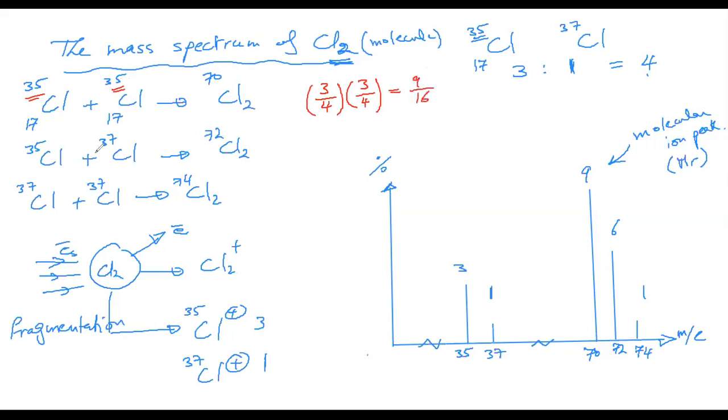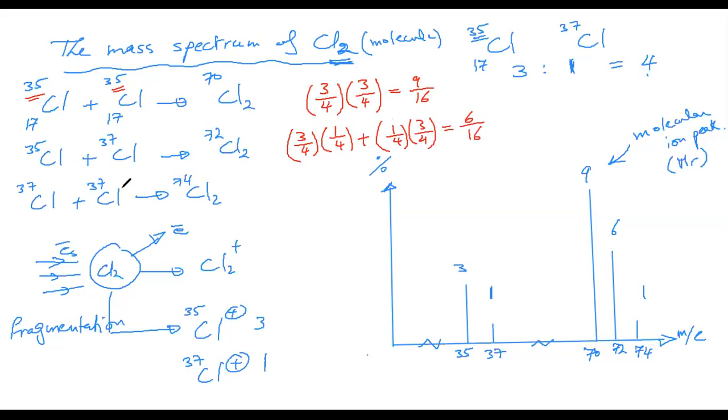Now, for the second probability, either the first atom or the first isotope is 35, so its probability is 3/4, and the second chlorine is isotope 37, then it's 1/4. Or else the opposite takes place, that the first one is 37 and the second is 35. And so their sum will be 6/16.